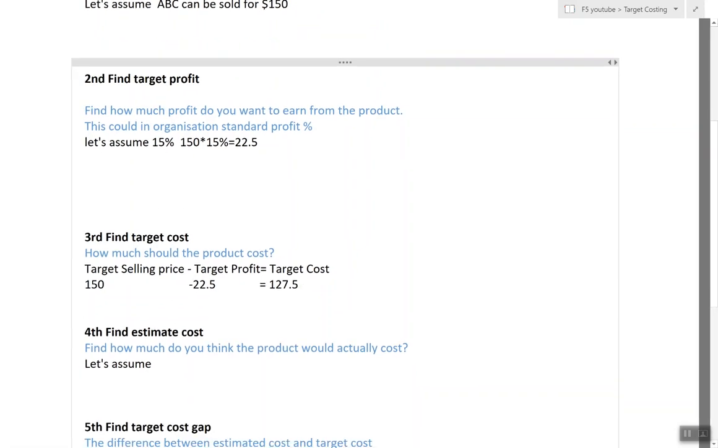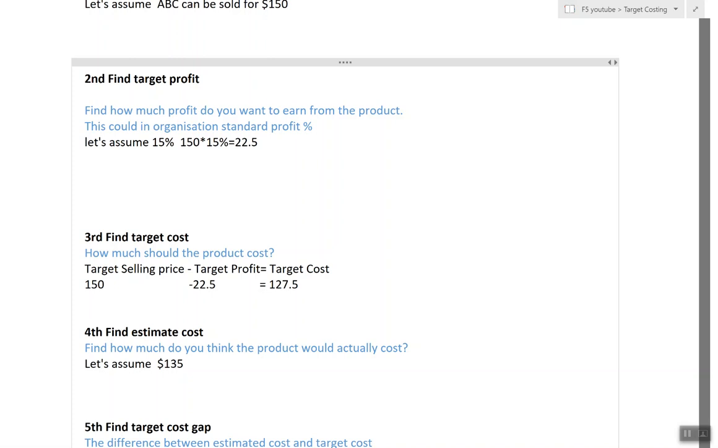Next is estimated cost. Based on the components that it is using, the labor that we will be spending, the overheads and everything, we need to make an estimate of how much the product will cost. Let's assume it costs us 135. This is the estimated cost or projected cost, whatever you want to call it. As you can see here, it is more than what the product should cost us. Now, this is not where we should stop.